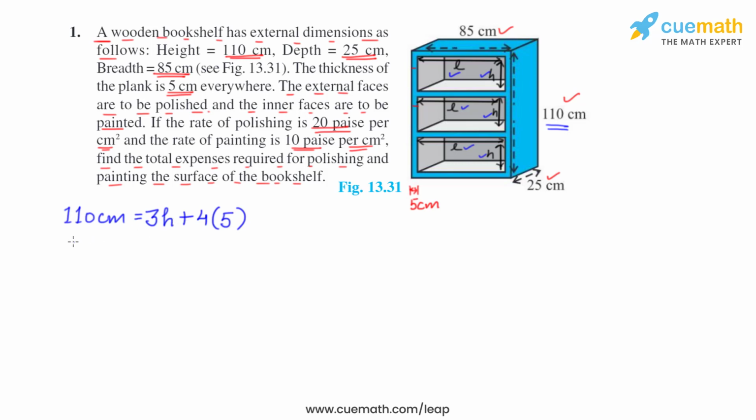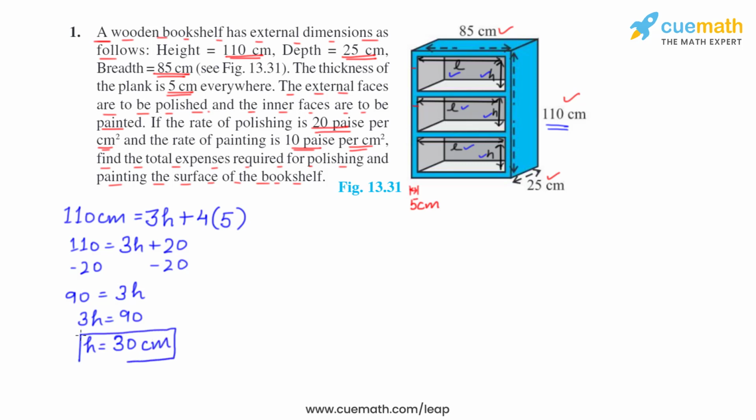So from here we can find out the height of the inner shelf. To do that, we'll simplify. 110 is equal to 3 into height plus 4 into 5, that is 20. Then 20 will be subtracted from both sides, we'll get 90 equals 3h, or 3h is equal to 90. Now to find the height, we'll divide both sides by 3 and height comes out to be 30 centimeters. So the inner height, or height of inner shelf, is 30 centimeters.